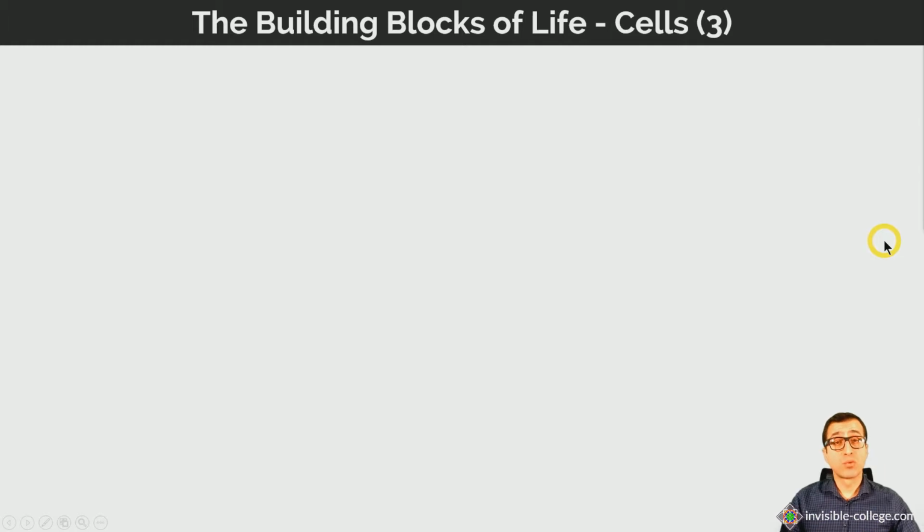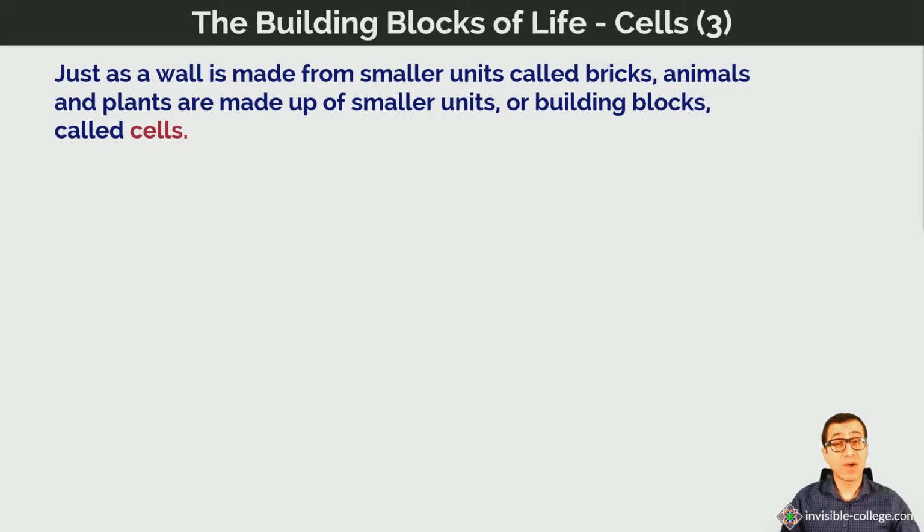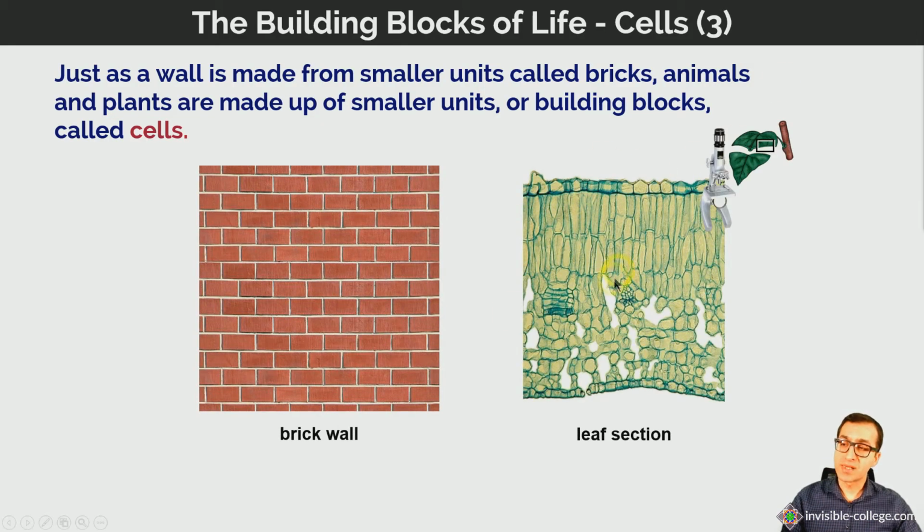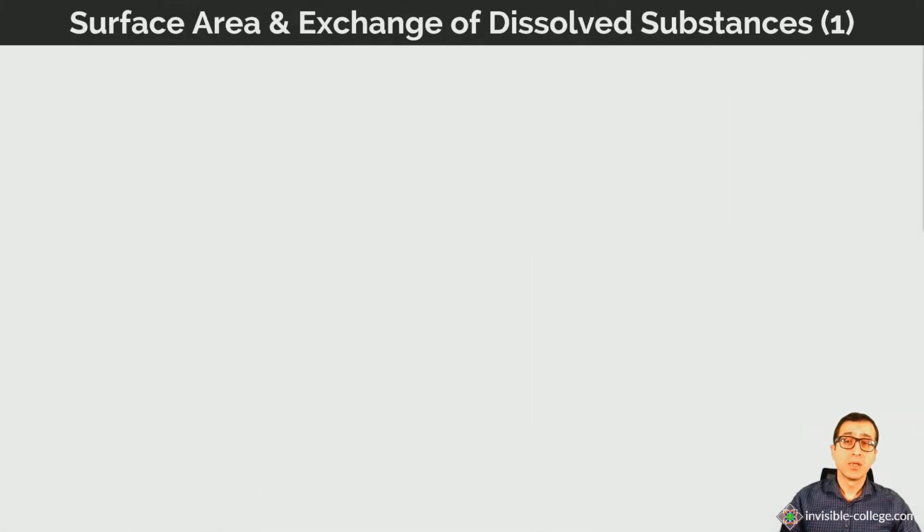Now, in multicellular organisms, specialized cells are organized into tissues, and we used the analogy that just as a wall is made up of smaller units called bricks, multicellular animals and plants, and multicellular organisms in general, are made up of smaller living units that we call cells. So here we can see a section of a leaf viewed under an optical microscope, and we can see that it is indeed made up of smaller building blocks, just as the brick wall is made up of individual bricks.